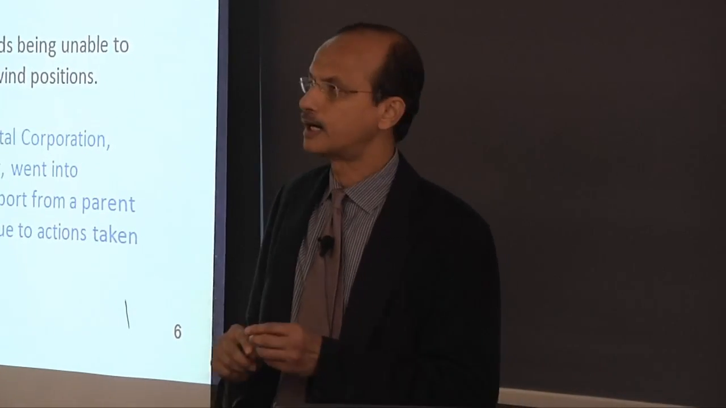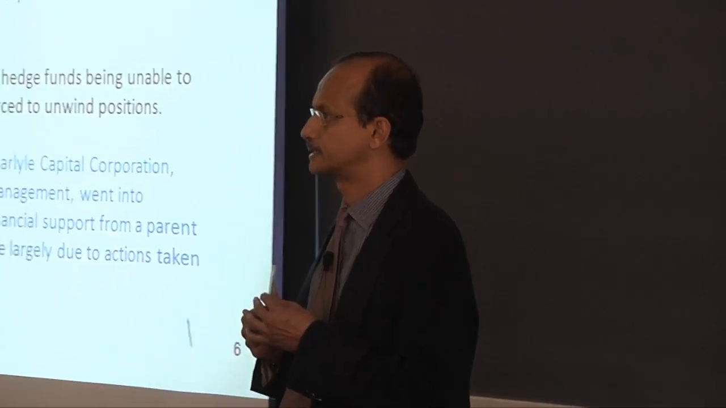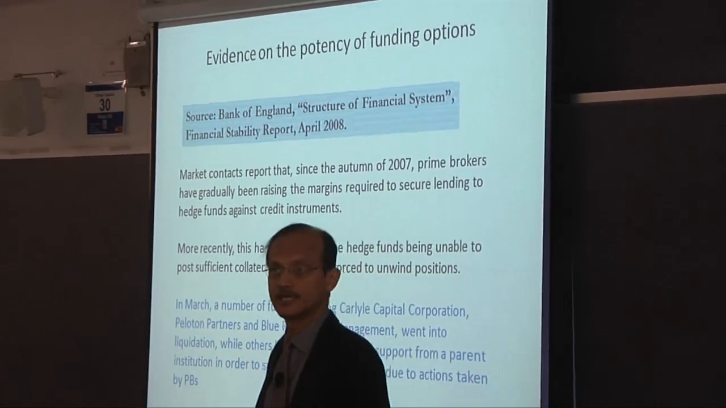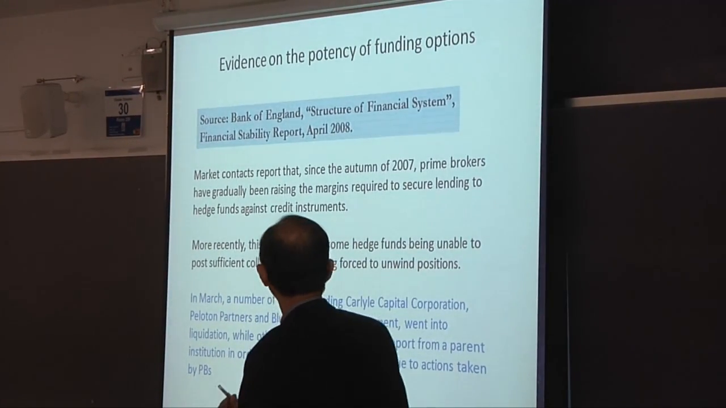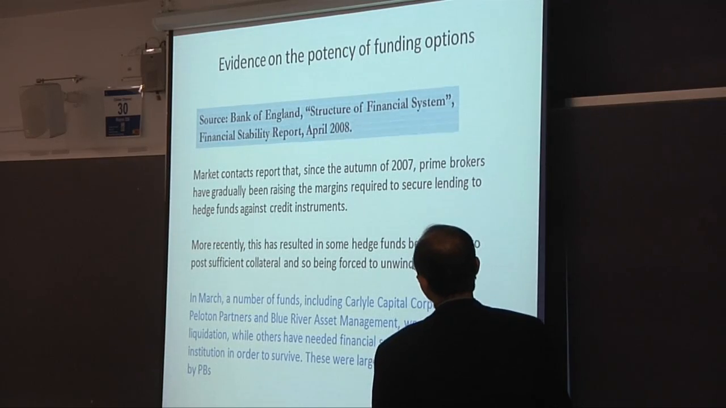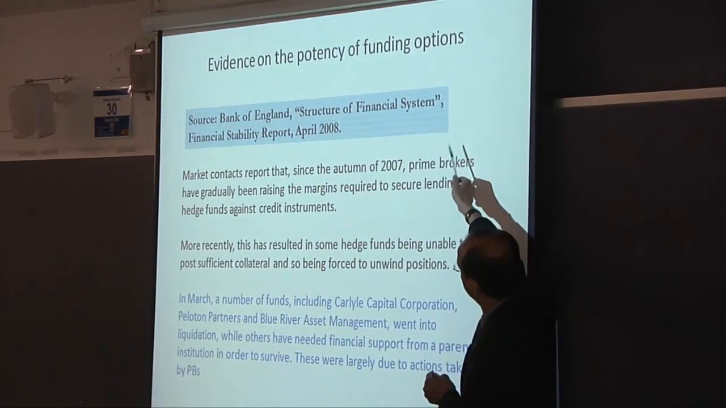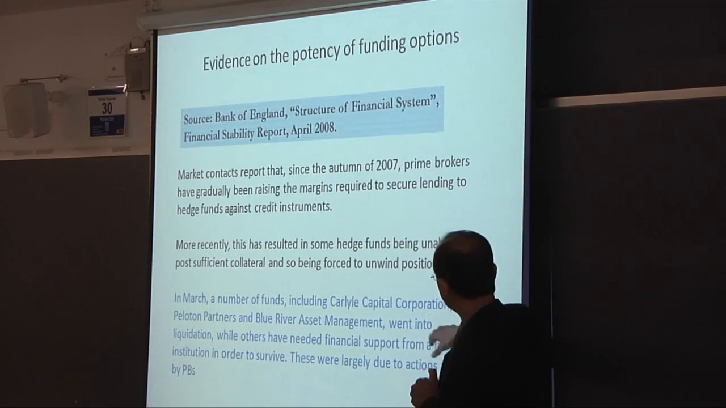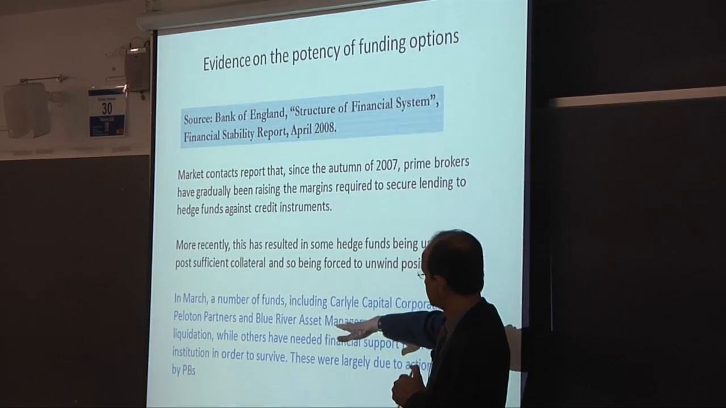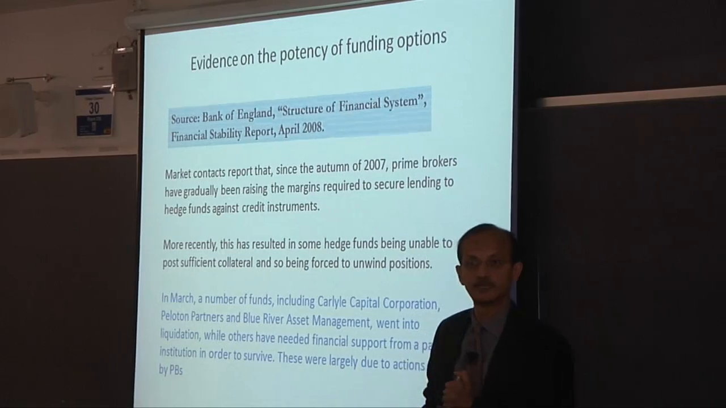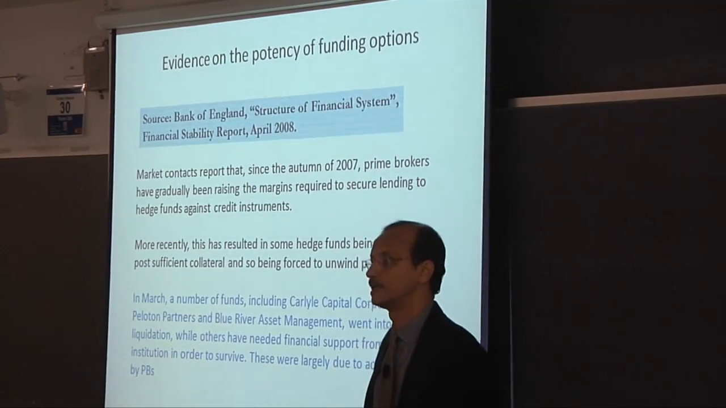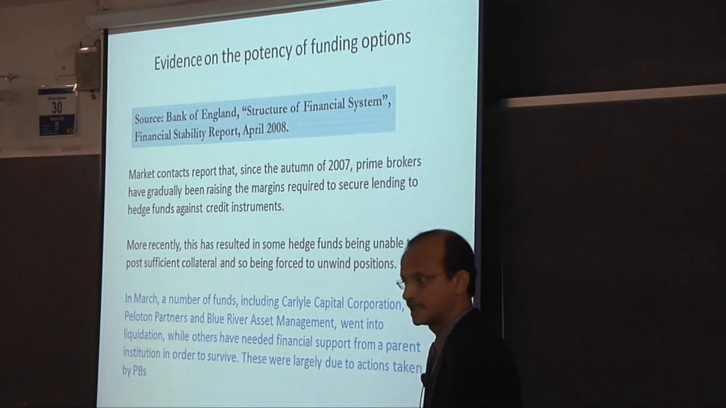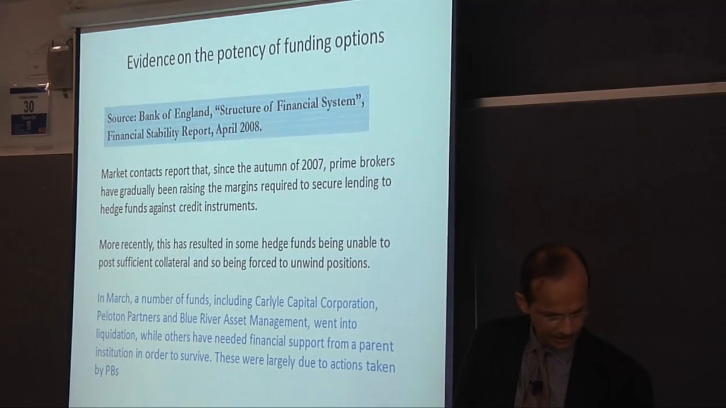Now, what is the empirical evidence on this? This is a conceptual argument, and you might ask, well, do we actually see prime brokers behaving this way? And let me give you some anecdotal evidence, right? This comes from the Bank of England, March 2008: Carlyle, Peloton Partners, and Blue River Asset Management were shut down, primarily because of the actions that were taken by the prime brokers. Okay, that's of course anecdotal evidence.